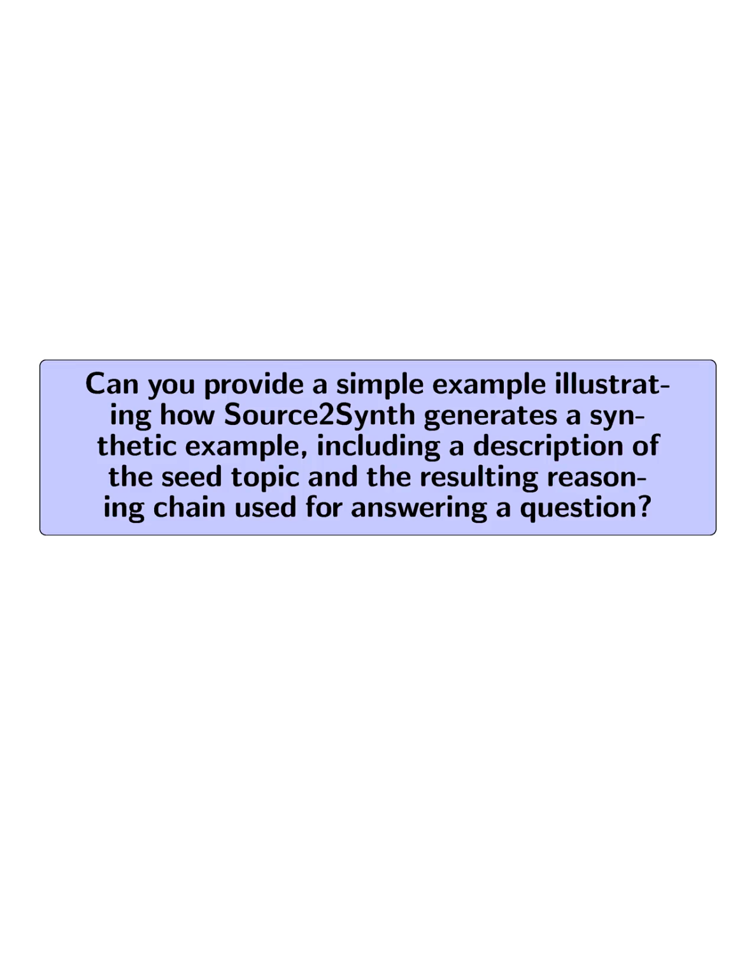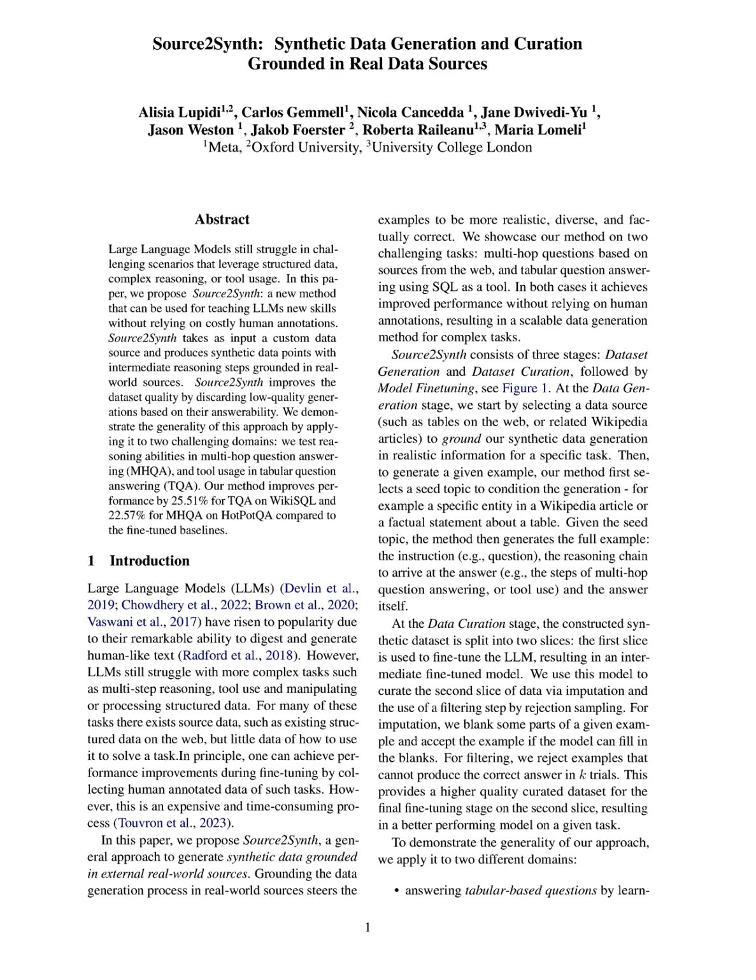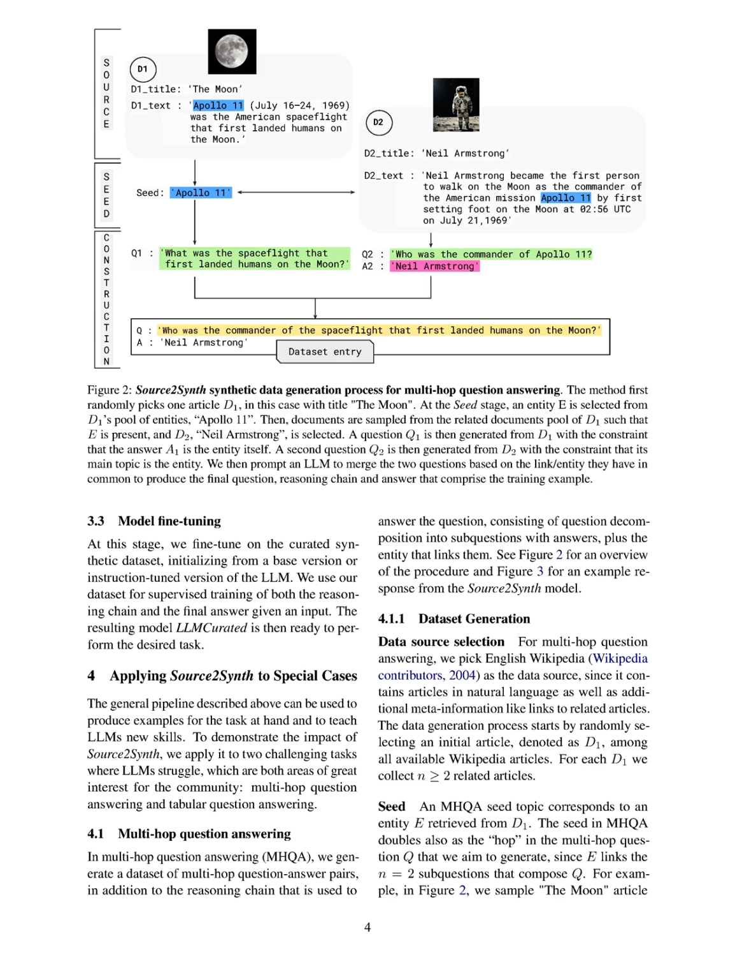Can you provide a simple example illustrating how Source2Synth generates a synthetic example, including a description of the seed topic and the resulting reasoning chain used for answering a question? Source2Synth generates a synthetic example by first selecting a seed topic from a real-world data source, such as a Wikipedia article. For instance, if the seed topic is the entity Apollo 11 from an article about the Moon, the method would then generate 2 related questions.